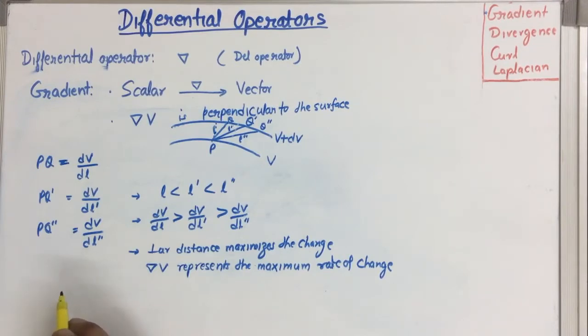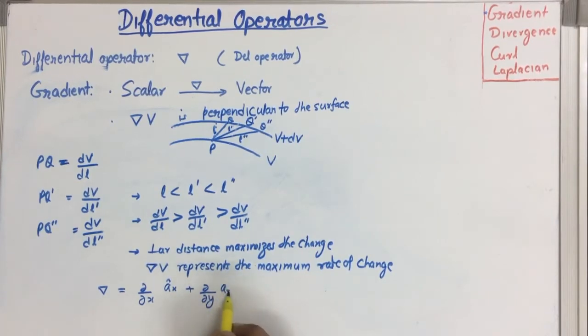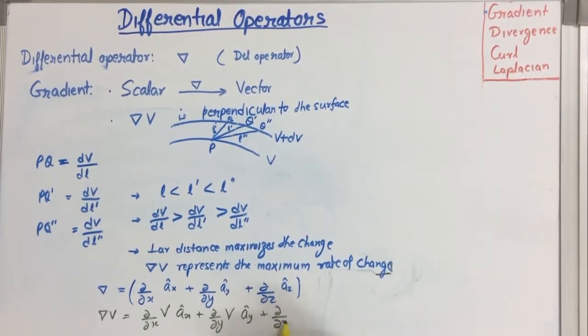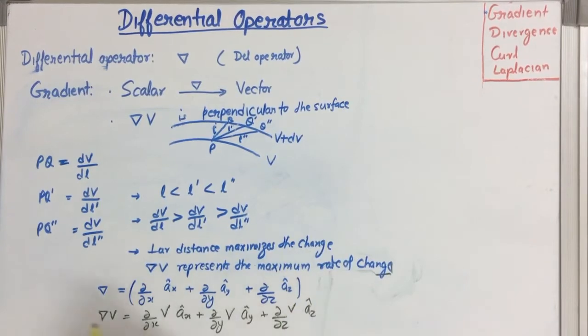And del is represented as del over del x a cap x plus del over del y a cap y plus del over del z a cap z. Del can be represented like that. And if we have to find the gradient of V, then it will be del V over del x in the direction of a cap x, plus del V over del y a cap y, plus del V over del z a cap z. So del V can be represented like that.